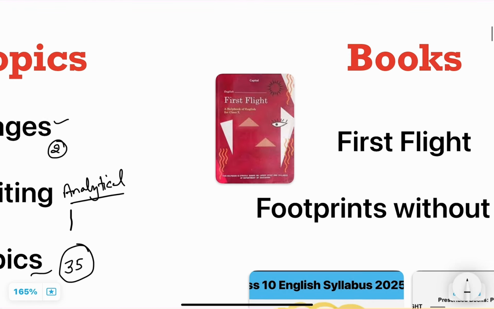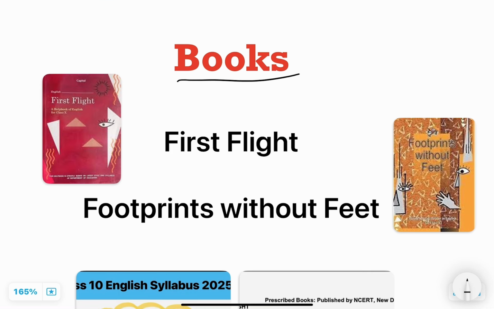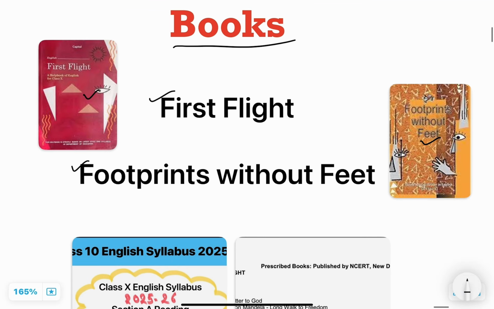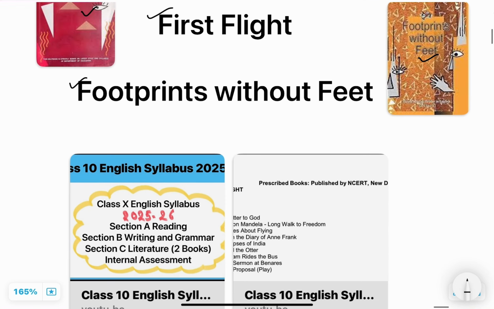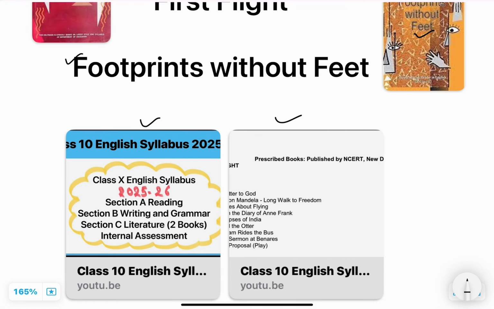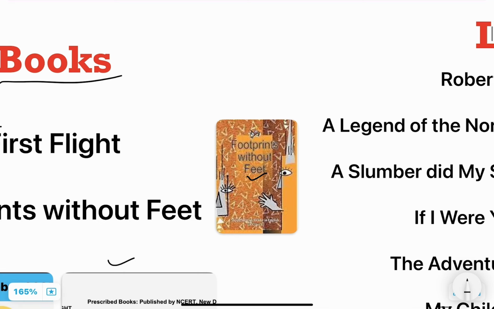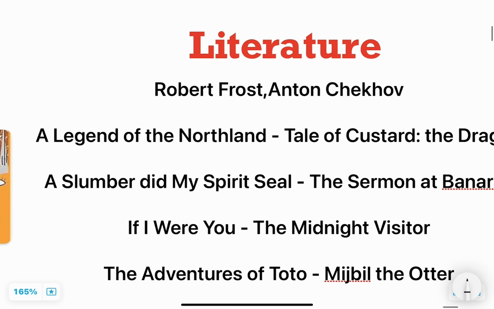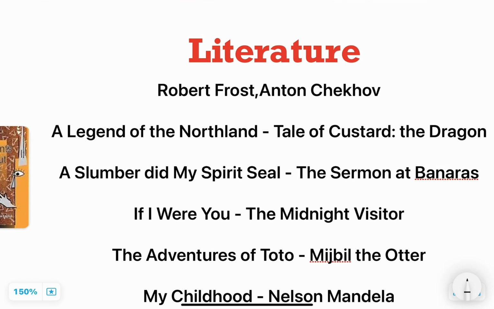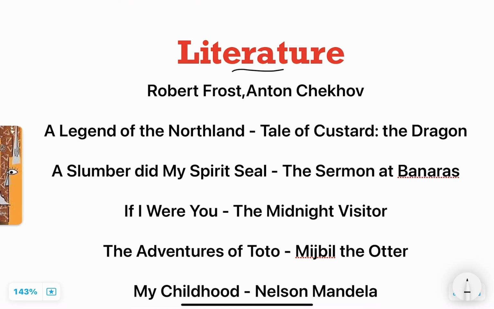Okay, next one is books and syllabus. Books are the same as class 9, there will be 2 books. First one is First Flight, you can see the picture as well. Another one is Footprints Without Feet, here is the picture. You can get these books very easily from the NCERT website, or in the market it is easily available. Apart from that, I have uploaded 2 videos related to the syllabus in detail, so you can watch these 2 videos as well. So I'm not going to repeat the topics that we will read in the books.